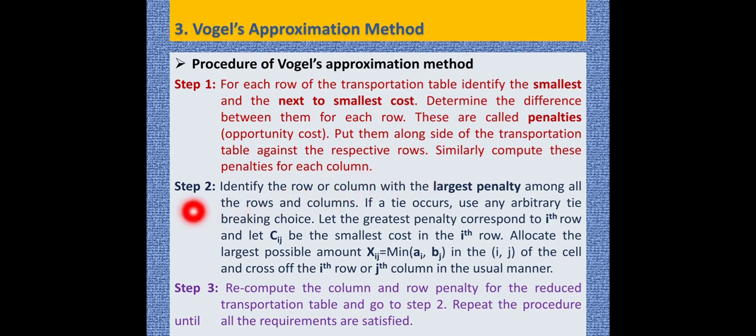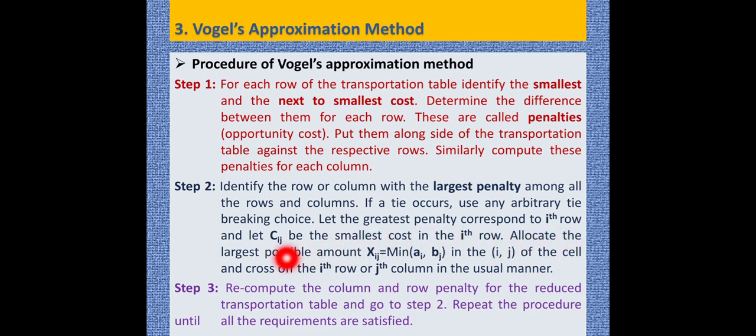Step 2. We identify the row or column with the largest penalty among all the row and column penalties. If a tie occurs, we use an arbitrary tie breaking choice. What is this arbitrary tie breaking choice? We'll discuss while solving the problem. Let the greatest penalty correspond to the ith row and let Cij be the smallest cost in the ith row. That is, we consider the largest penalty, and in that particular row or column we consider the least transportation cost.